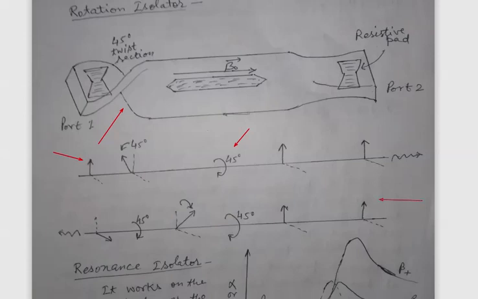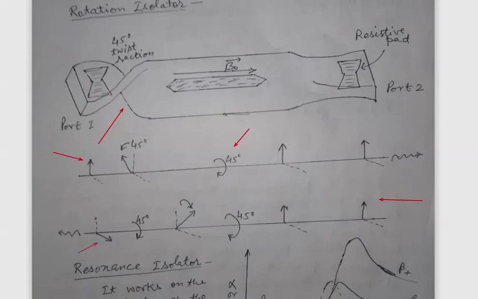So in this way there will be multiple reflections within the isolator. To absorb these multiple reflections, we put two resistive pads in both the input and the output guide, in the plane in which this electric field vector lies. These pads will absorb these undesirable reflections.